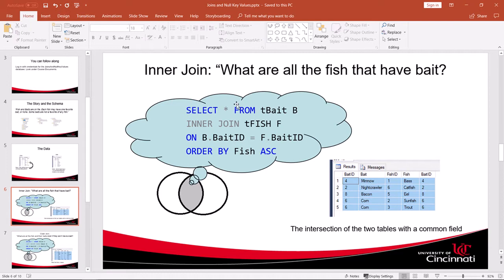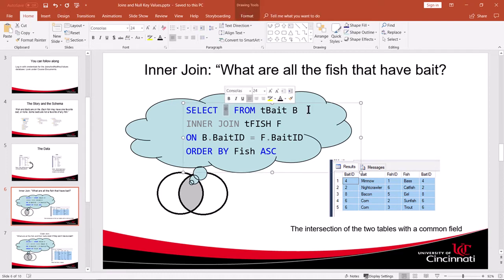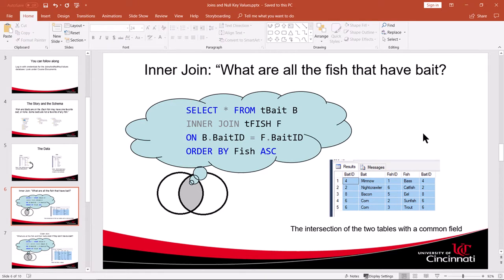Since we did a select star, we got all the columns in both tables. We could certainly trim that down if we just wanted the fish and their baits, because the bait ID values and the fish ID values don't have any meaning to the end user. We typically leave those out. But for this illustration, I wanted you to see all the columns in all the rows.